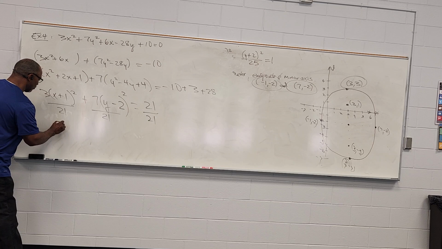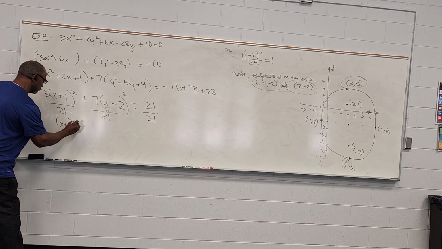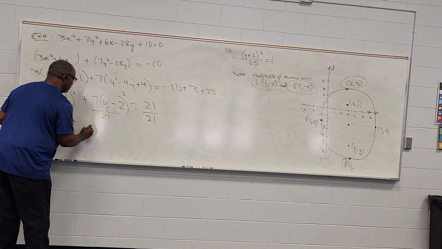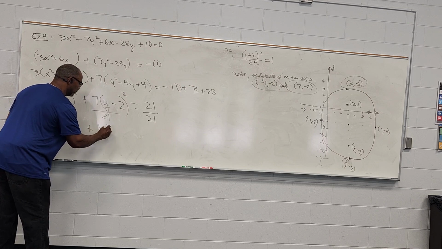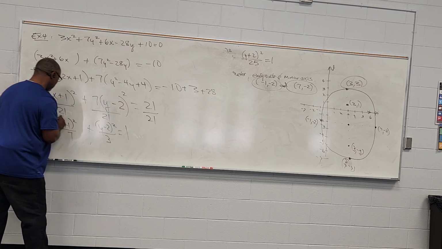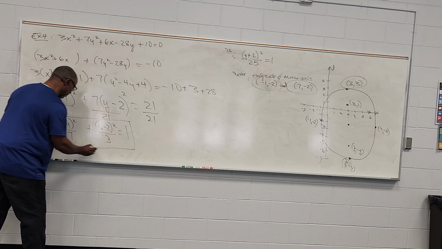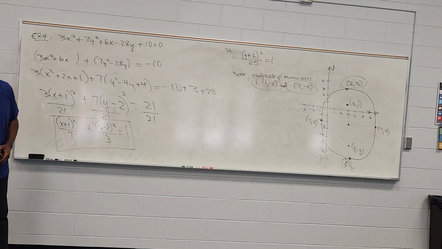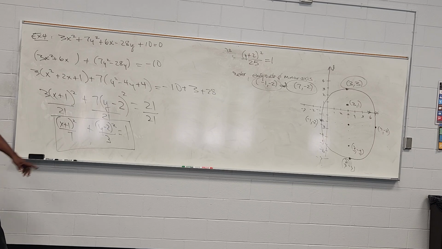Well, 3 goes into 21, 7. 7 goes into 21, 3. Now it's in standard form. That is an ellipse in standard form. Okay? So we've done part A. We've written the ellipse in standard form.